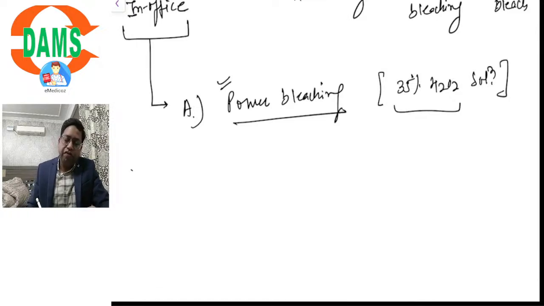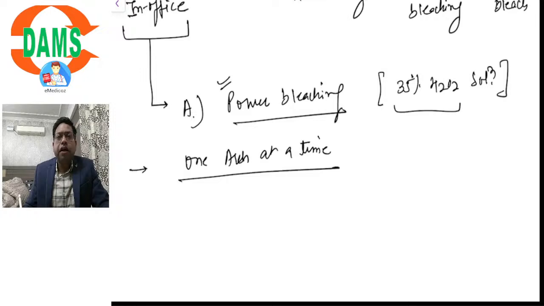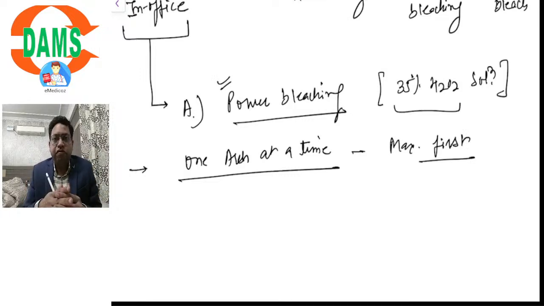What are the important considerations for power bleaching? In power bleaching, we mostly use one arch at a time. Either the maxillary or the mandibular teeth are bleached first, mostly the maxillary first. Why do we bleach only one arch at a time? Because bleaching is an aesthetic procedure. It is a cosmetic procedure.